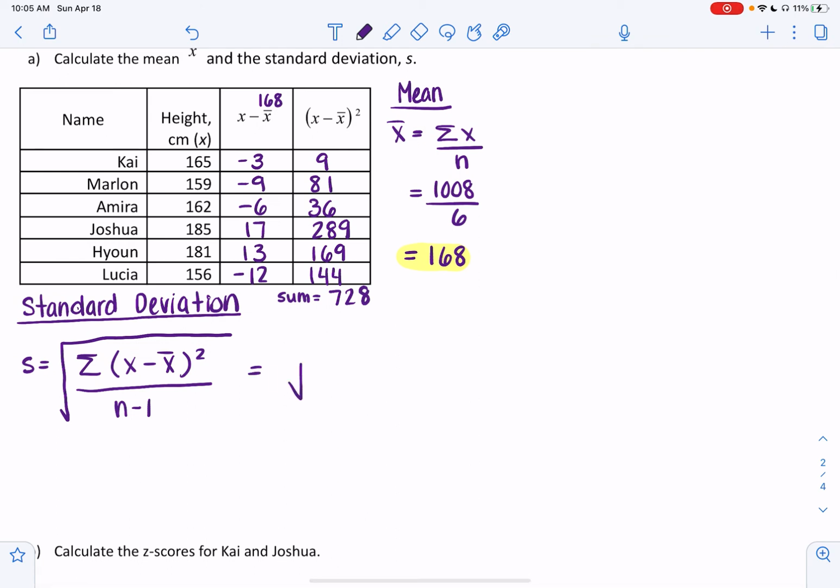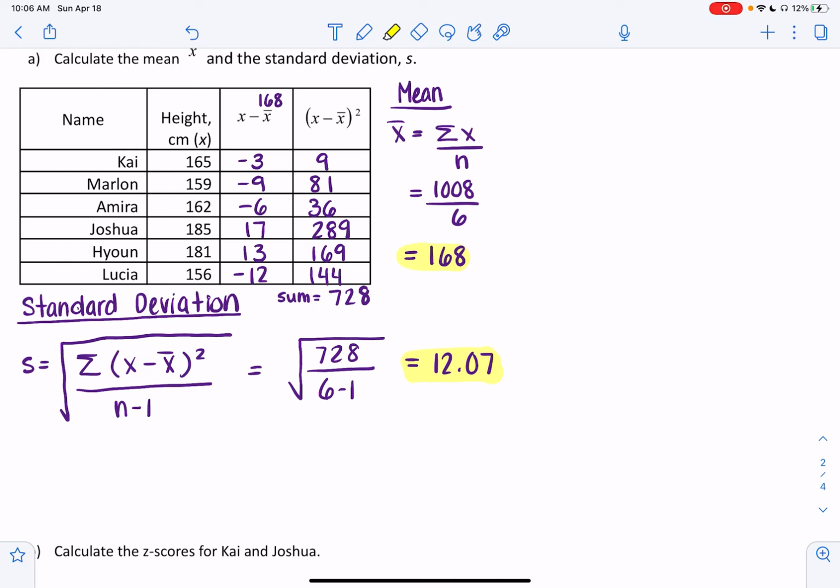So we'll have the square root of 728 divided by n minus 1, where n is our number of data points, so 6 minus 1. And then you can just put that whole thing into your calculator. So 728 divided by 5, and then we square root that, and we'll get 12.07 as our standard deviation.